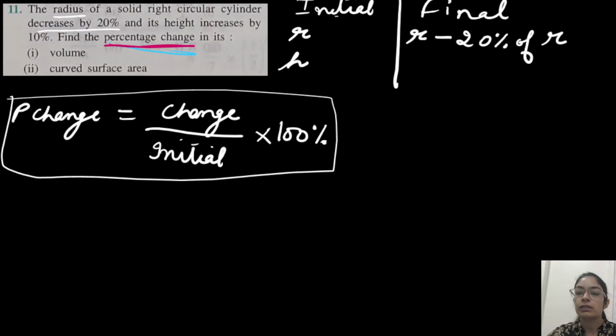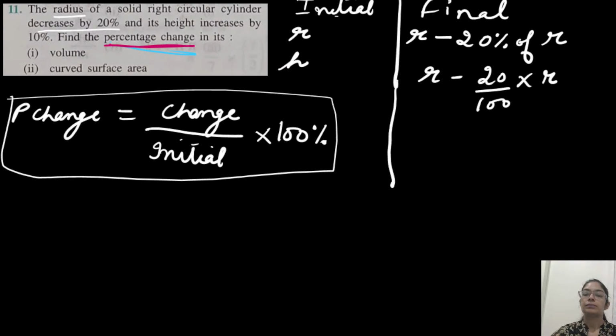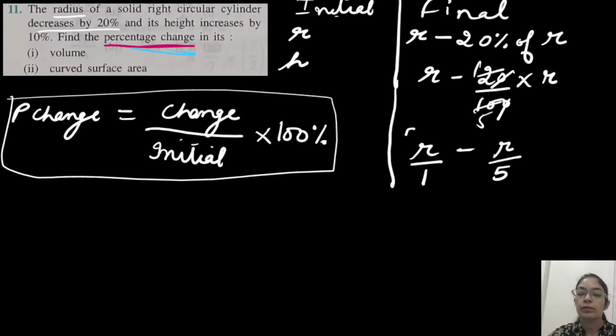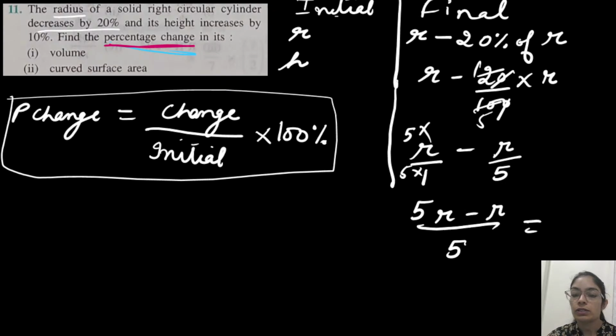We can further simplify. So what will this become? R minus 20%, we can write 20 by 100 into R. So this you can further simplify. Cancellation, 0 and 0 will get cancelled. 2 into 1, 2 into 5. So R minus R by 5. So you can take LCM here. With 5 you will multiply numerator and denominator so that the denominator is the same. So this will become 5r minus r by 5, which equals 4r by 5.